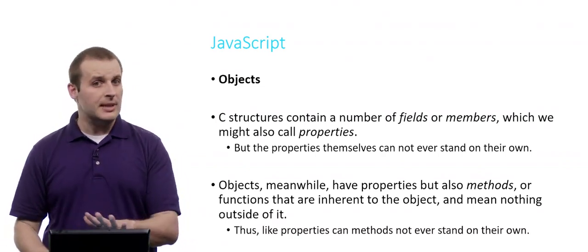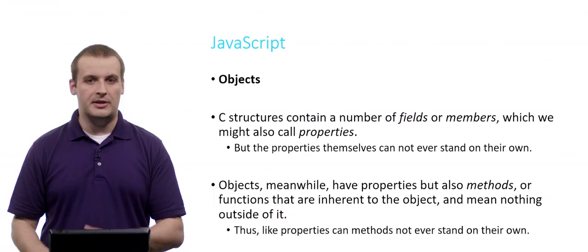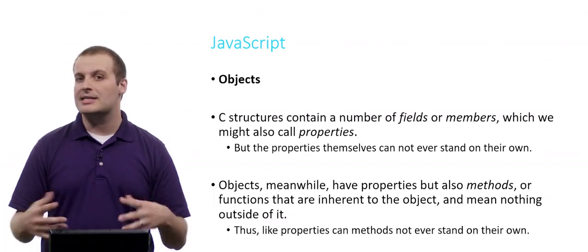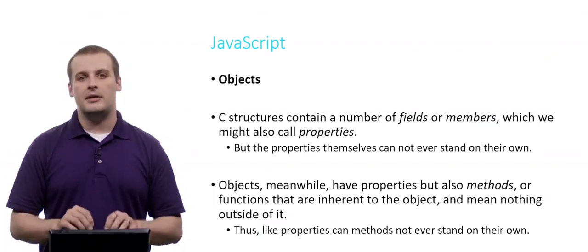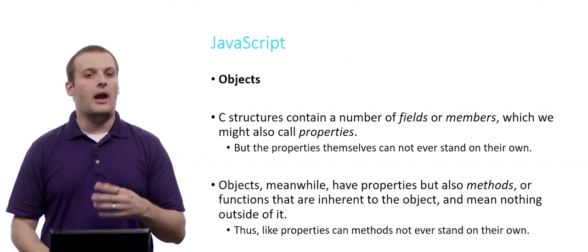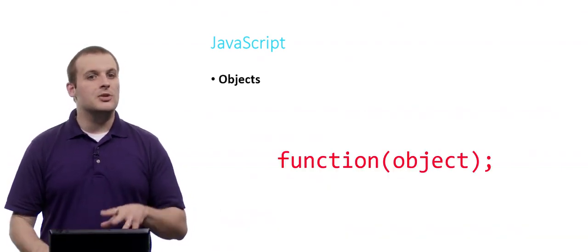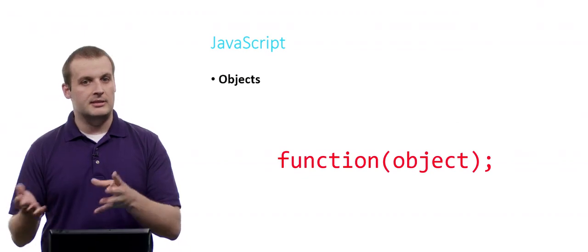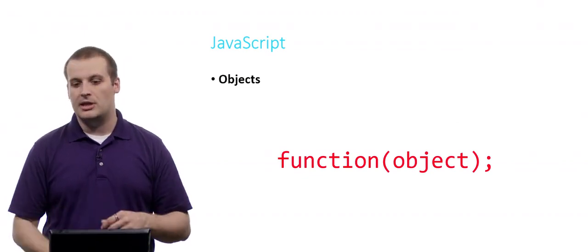But just like properties, methods don't stand on their own either. It's not like a function that just exists in the abstract. It is a function that only exists in the context of, in this case, an object. So where we might do this in C, function(object), where object is a parameter to the function being called, that is not object-oriented styling.